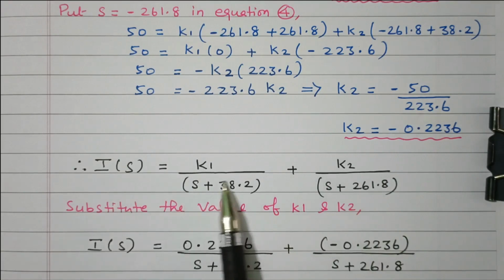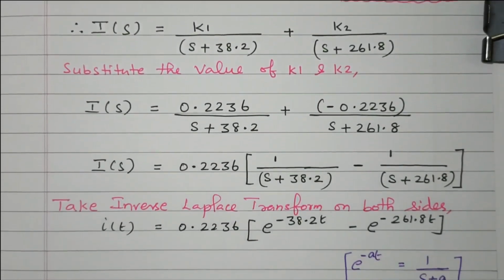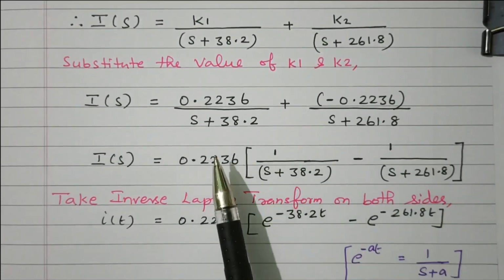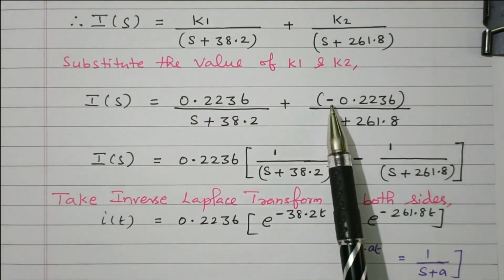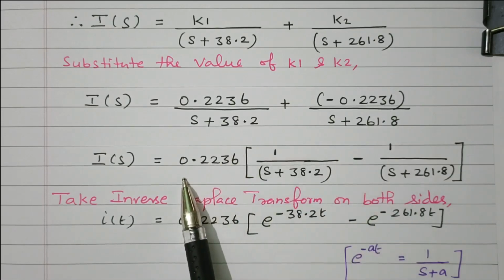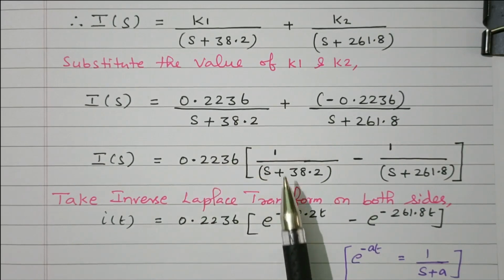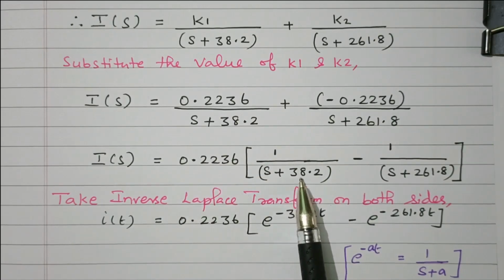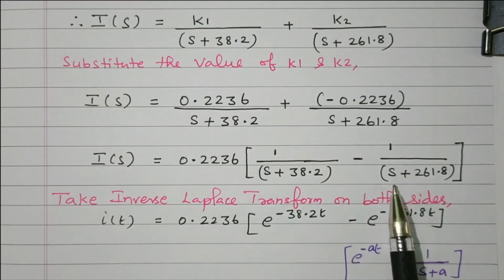Now this is the partial fraction equation we discussed. Now we can substitute the values of K1 and K2, so that we can go further for the inverse Laplace. K1 is 0.2236, K2 is minus 0.2236. So we can write it like this. This 0.2236 is common, so we can take it outside: 1 divided by S plus 38.2, minus, due to this minus sign, 1 divided by S plus 261.8.